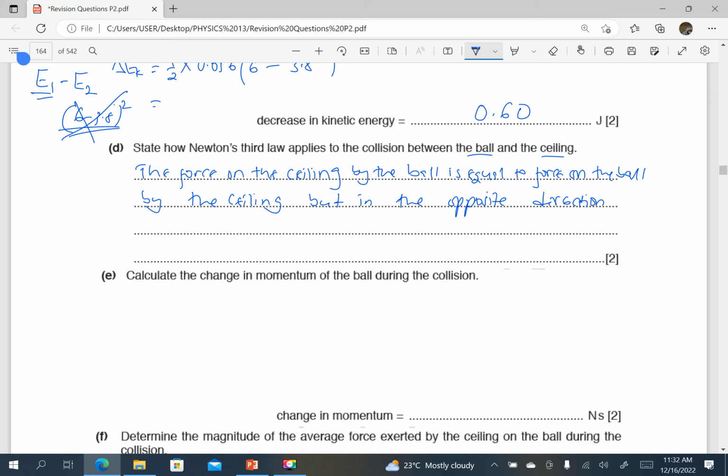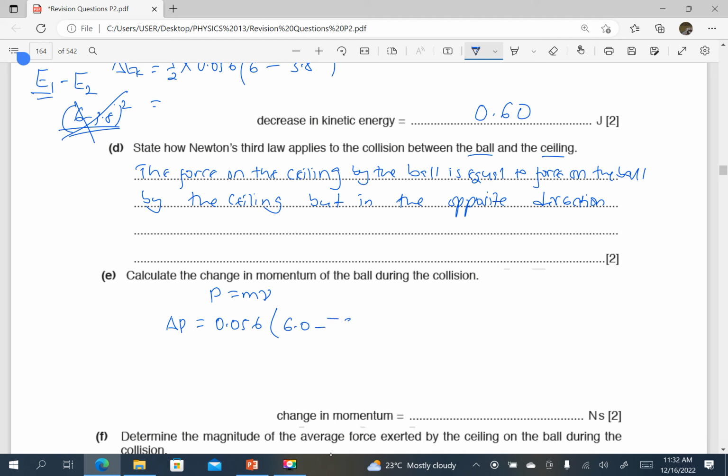State the change in momentum of the ball during collision. Remember, momentum is mass times velocity. So we want the change in momentum, and the change in momentum is going to be the mass. The mass of the ball is 0.056. Then the change in velocity: it arrives at the ceiling with a speed of 6.0, then rebounds, so this will be negative, minus negative 3.8.